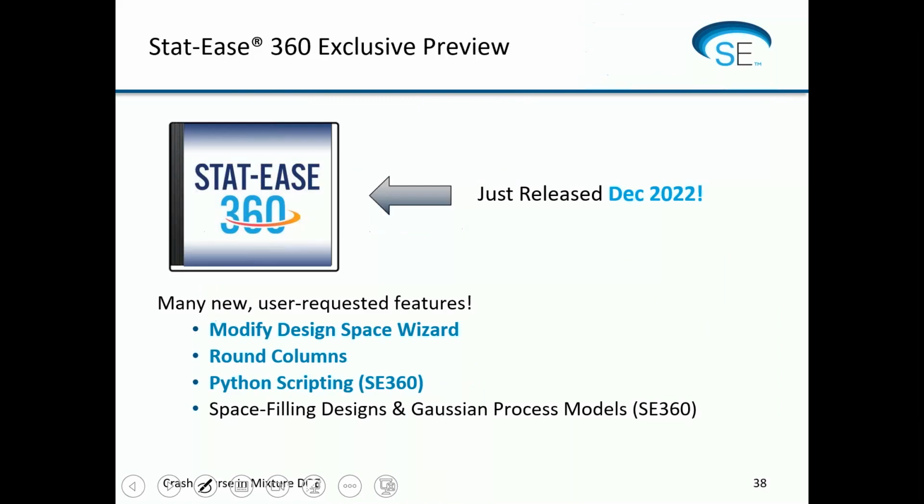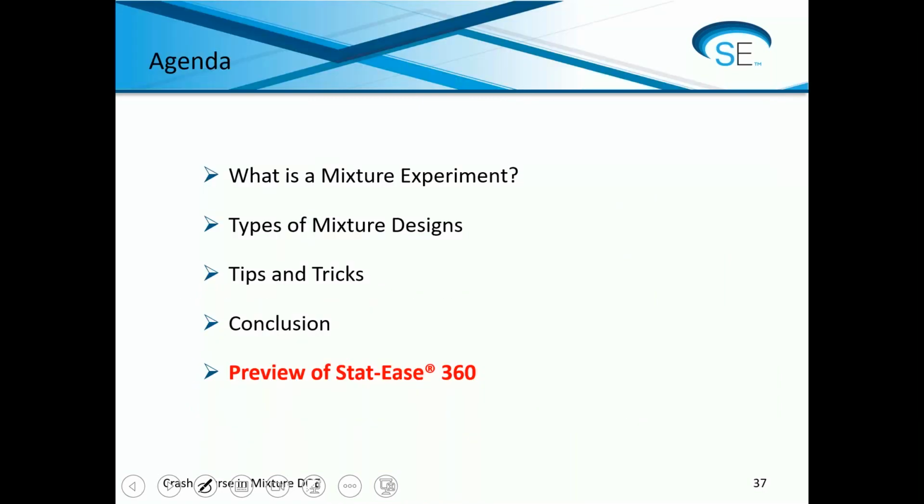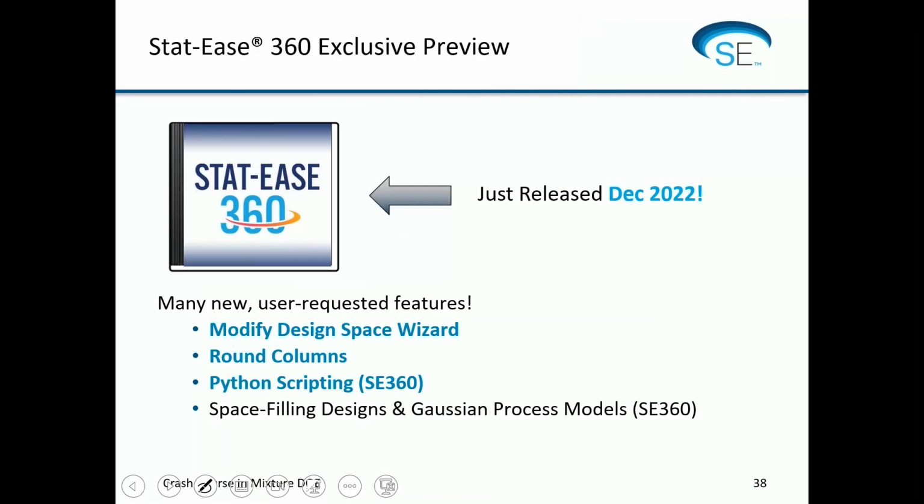So I'm just going to give a quick preview of Statis 360, some of the new features here. This ends the main portion of the presentation, but I want to go through and just look at the features relevant to Mixture DOE. The first one is the Modified Design Space Wizard. That's for iterative experimentation, then round columns, and then Python scripting as well.